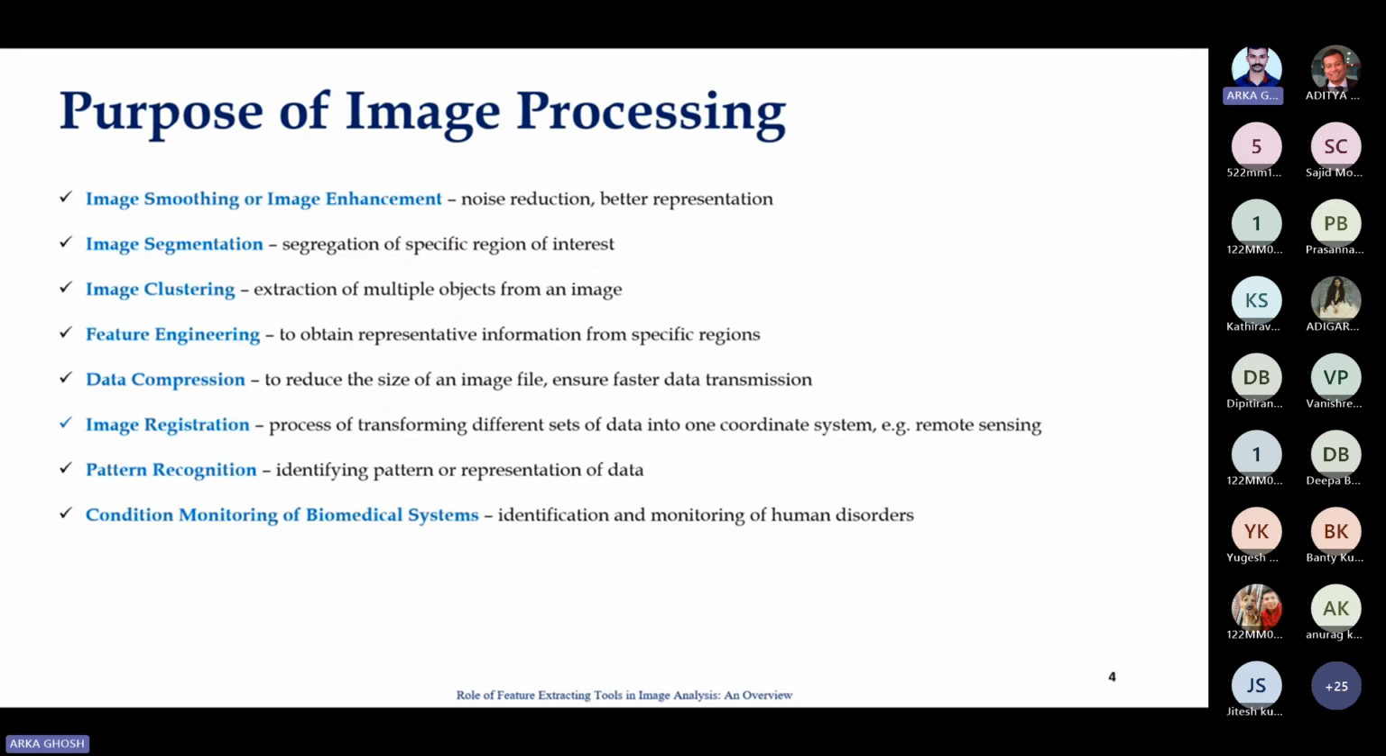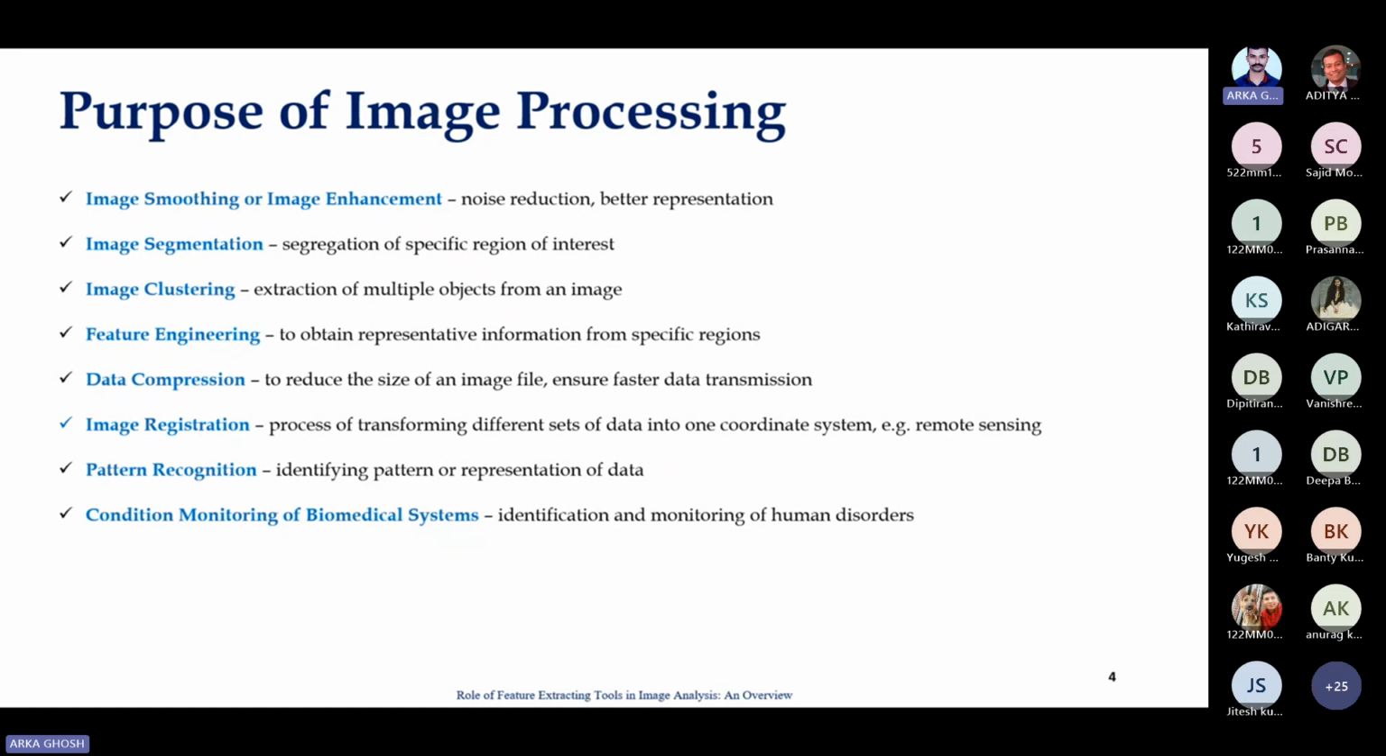So what is the purpose of this image processing? First is image smoothing or image enhancement, right? We have seen how an image can be more explainable, with more proper visualization of that information. For that we need to improve the quality of the image. We need to reduce the noise in that image. We need to enhance some specific regions of that image. We may need to separate a specific object or specific region from that image, which is called image segmentation. We need to know what the different objects, multiple objects, present in that image are or not.